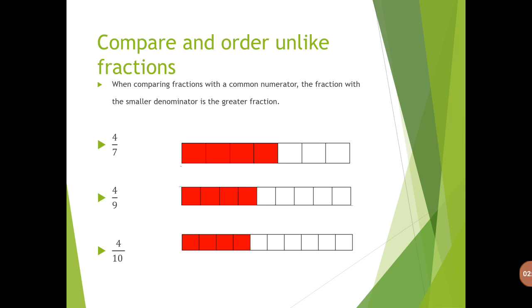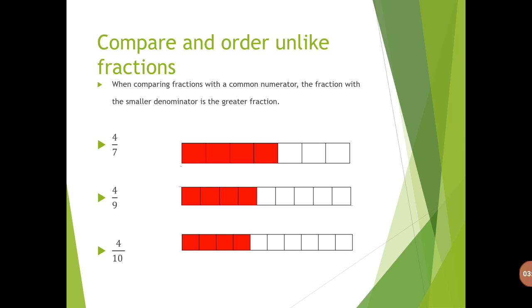Compare and order unlike fractions. When comparing fractions with a common numerator, the fraction with the smaller denominator is the greater fraction. Here in like fractions we have considered the common denominator. In unlike fractions we are considering the common numerator. Common numerator means the shaded part is common. So the first picture is 4 upon 7. A rectangular shape has a total number of parts 7 and the colored part is 4.